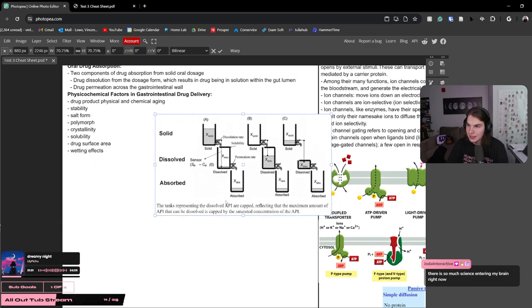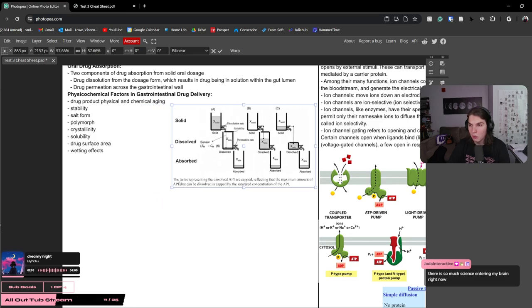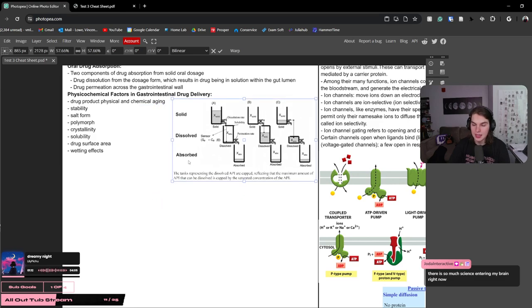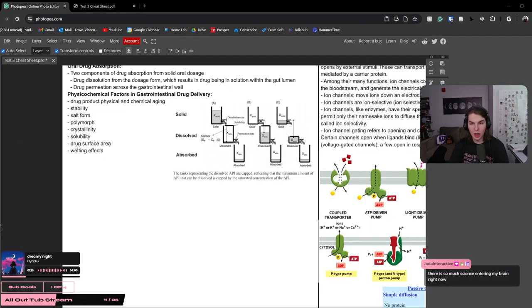So, here are three different ways that we can essentially, and this is mechanisms affecting oral absorption, right? And this is actually one thing that we can talk about is saturability. Because there's oftentimes, so we're going to pull up MS Paint real quick, chat.